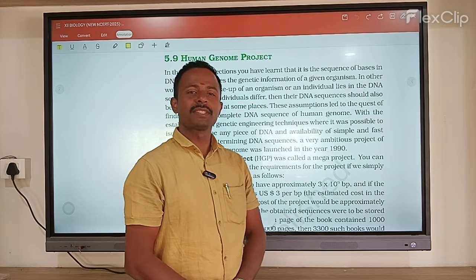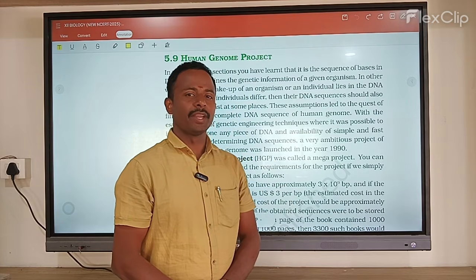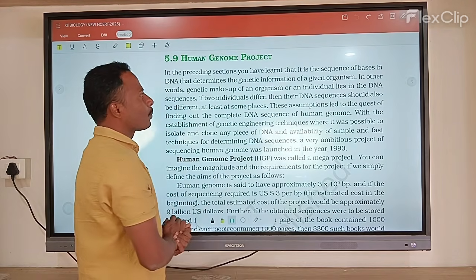In this session we will discuss NCERT Class 12, the chapter Molecular Basis of Inheritance, Part 14: Human Genome Project.